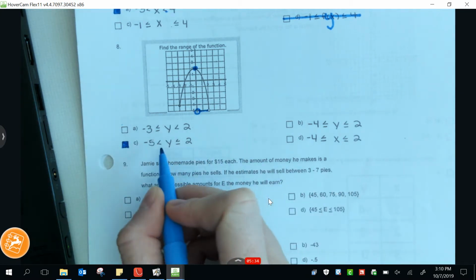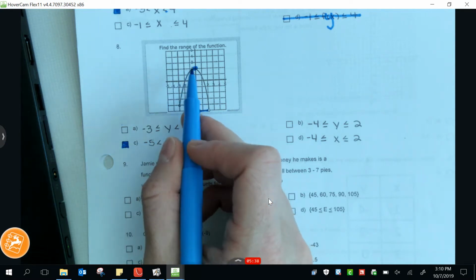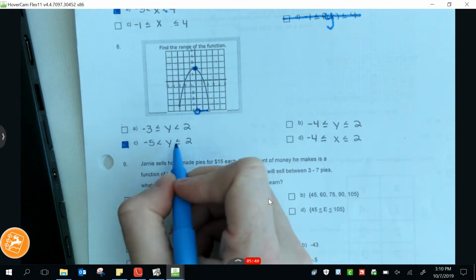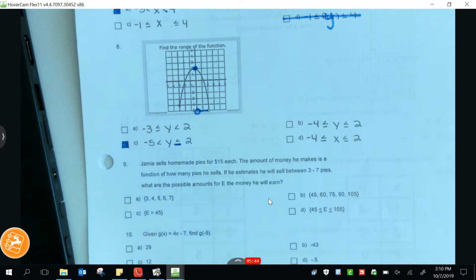Now notice I didn't have the equal to because it's an open circle, but up here I did have the equal to, because it's a closed circle.